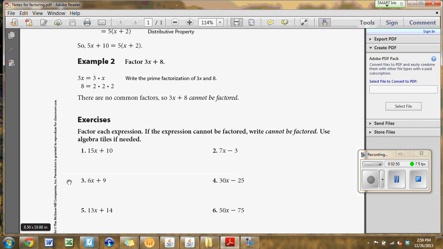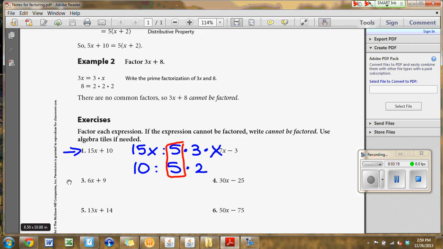Okay, let's try one of these down here. So if I'm going to look at this one right here, 15x plus 10, I want to look at 15x first. The factors of 15x would be 5 times 3 times x. 5 times 3 gives me my 15. And then the factors of 10 are 5 times 2. So what do they have in common? Well, they have a 5 in common. So my greatest common factor is 5.